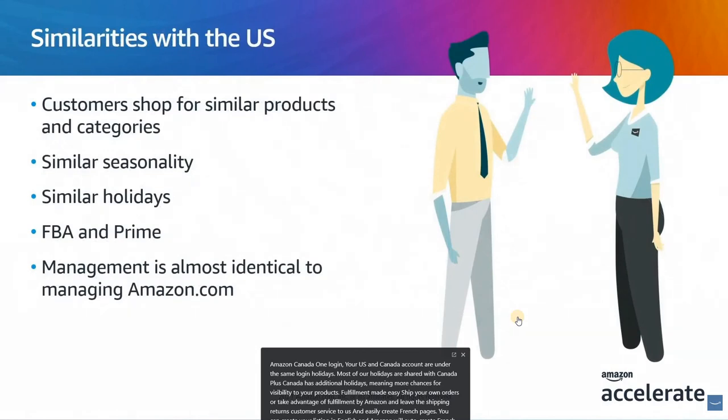How is the Canada store similar to the US? Customers and demand. Customers shop for similar products and categories on the Canada store compared to the US. And as I mentioned, they also have similar seasonality and holidays to the US. Fulfillment by Amazon. You will have the Prime badge when shipping products to FBA. Account management. Once set up, managing the Amazon Canada business is almost identical to managing Amazon.com, as fulfillment and marketing processes are largely the same across both stores. And again, your Canada store can be managed through a single Seller Central account with your existing US business.